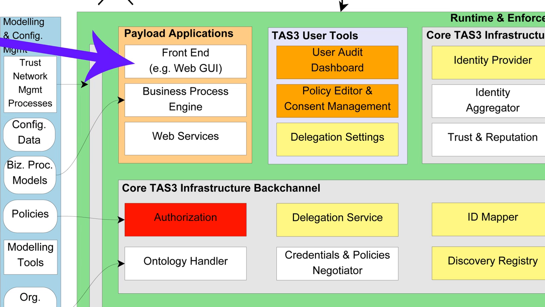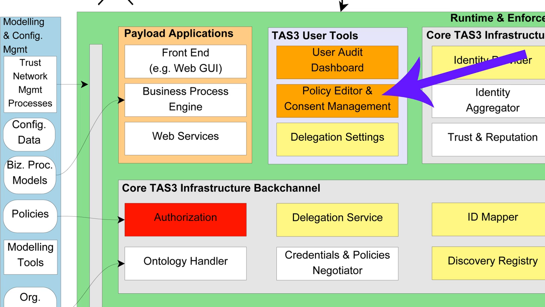So we have the front end web GUI. We have probably a business process engine of some sort. It might use some business process modeling language, or it might be ad hoc. And then we have the web services. We also have here a user audit dashboard. This was the place where the user can see the audit records. And then we have the policy editor and the consent management. This is the place where the user can deny future accesses, or maybe even go upfront, even before any access, already deny certain types of accesses.